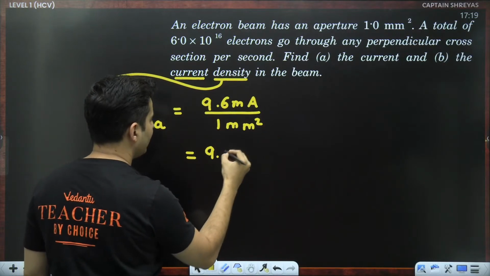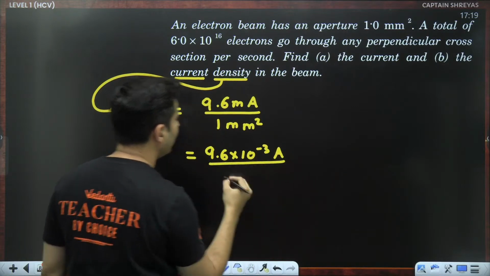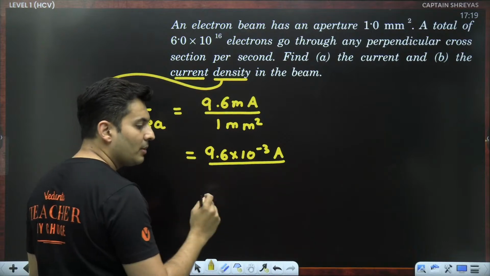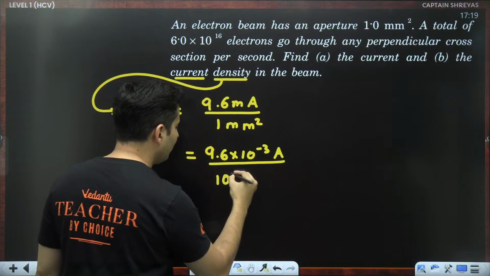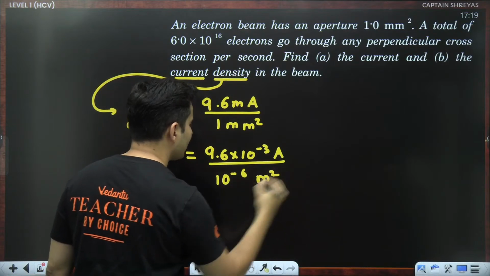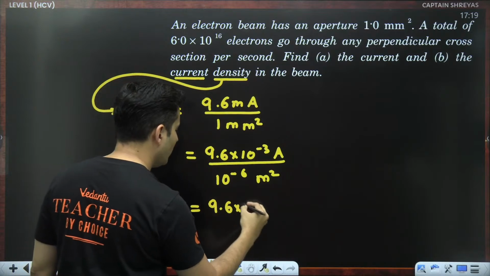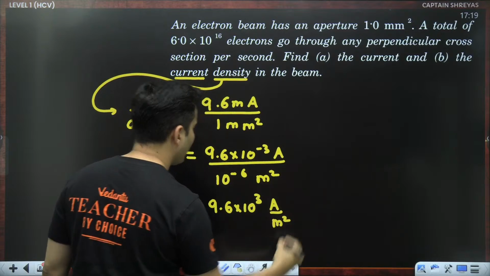Okay, let's write it in SI units. So this is 10 to the power minus 3 amperes, whole thing divided by 1 millimeter square. Milli is 10 to the power minus 3. Squaring it becomes 10 to the power minus 6. So this will become 10 to the power minus 6 meter square. So this will then become 9.6 into 10 to the power plus 3 ampere per meter square.